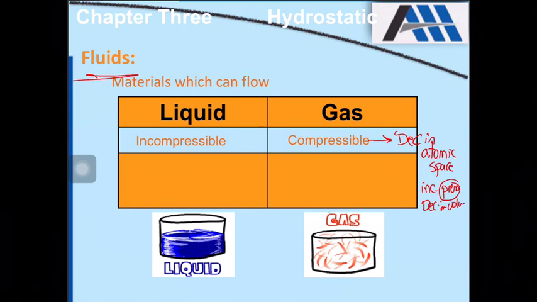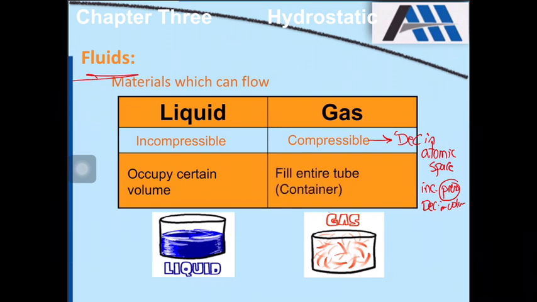Of course, the liquid cannot be compressed, or most of the ideal fluids, of course. The liquids occupy a certain volume, while gases fill the container entirely. Of course, if you have a tank of a specific gas, it will take the shape of the tank. And if you transfer this gas into a huge balloon, it will take the shape of this huge balloon or container or whatever the shape was.